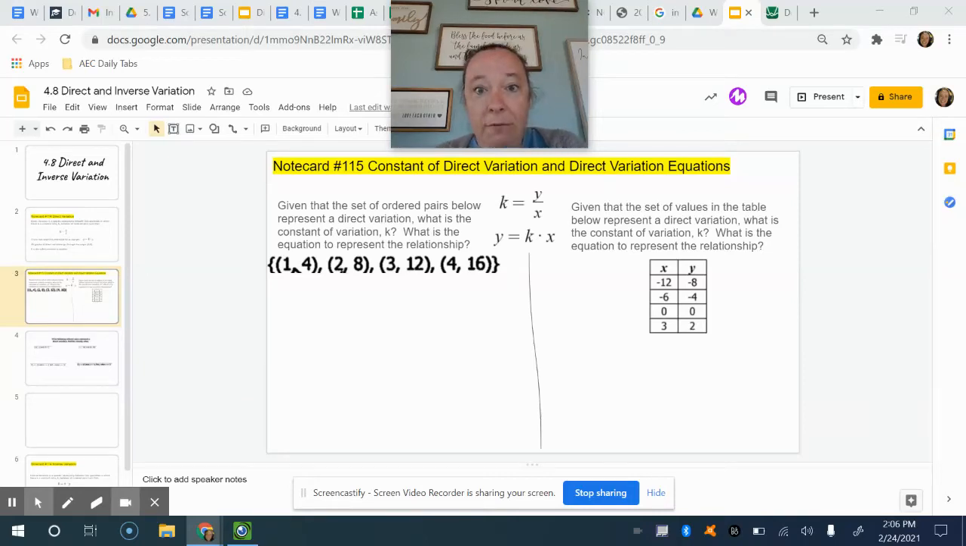Now that we have reminded ourselves what direct variation is, let's go through some different types of questions that you might be asked. You will be asked to find the constant of variation k, and you also might even be asked to find the equation. So I put both of those on the screen for you that we got from the last note card, 114.